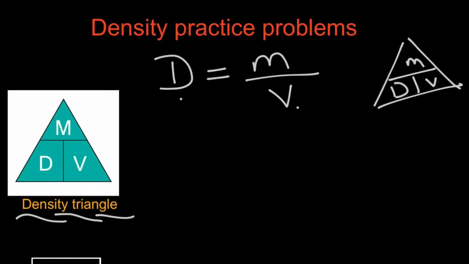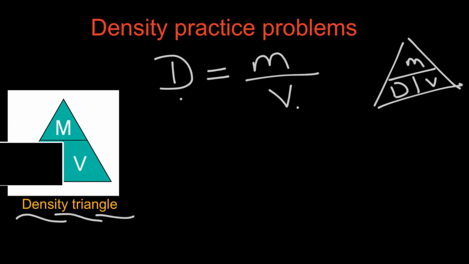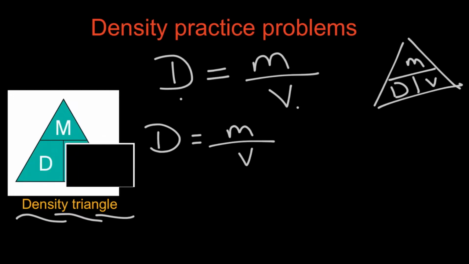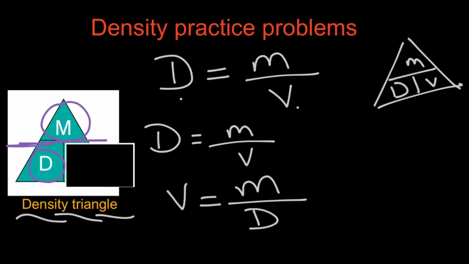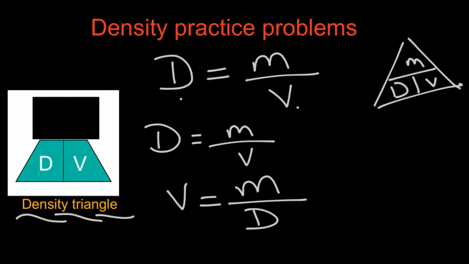In here, if the question was asking to find the density, go and hide the density on the triangle. So the density that I want to find will be D equals M over V, that we all know. Now, if the question is asking to find the volume, we hide the volume in the triangle, and then we would be left with mass and density, divided by each other. So the volume would be mass over the density. Now, if the question is asking to find the mass, we hide the mass in the triangle. So the mass would be D multiplied by V. So we multiply the density by the volume.